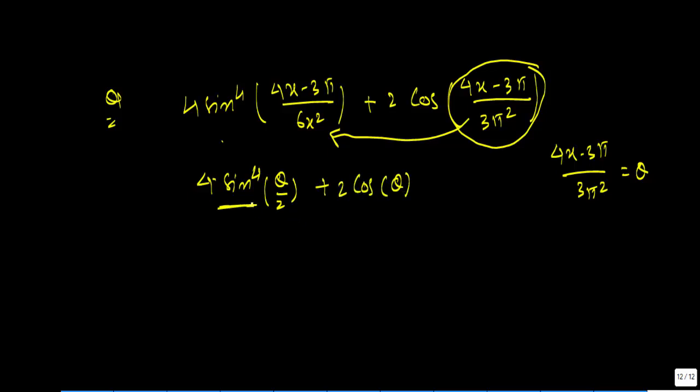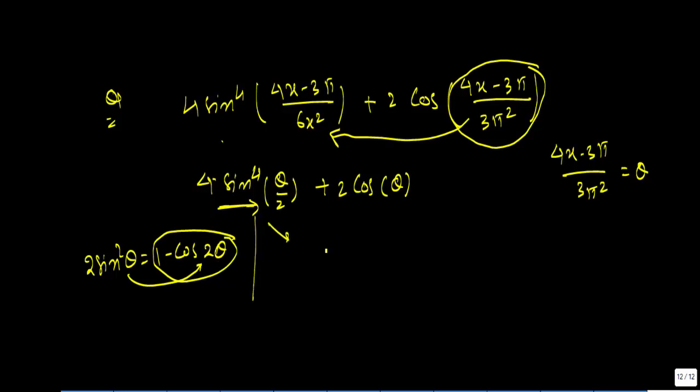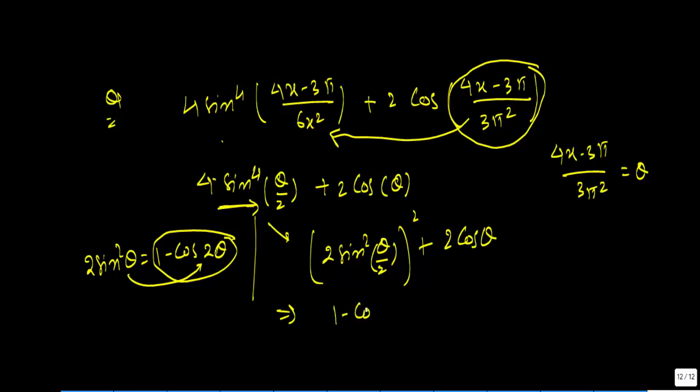Now this can be written with a formula: 2 sine square theta is 1 minus cos 2 theta. That is the identity, so if it is theta, this is 2 theta. So this part we can rewrite as 2 sine square theta by 2, the whole square, plus 2 cos theta. Now this we can rewrite as (1 minus cos theta) the whole square plus 2 cos theta, and we can expand this using (a minus b) whole square: a square plus b square minus 2ab, plus 2ab cancelled. So this will basically be 1 plus cos square theta.